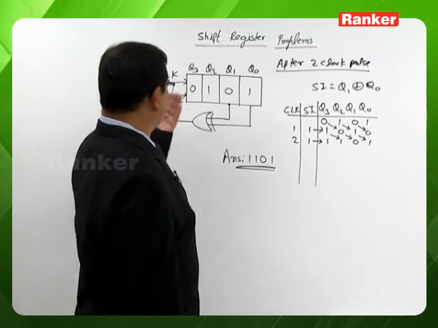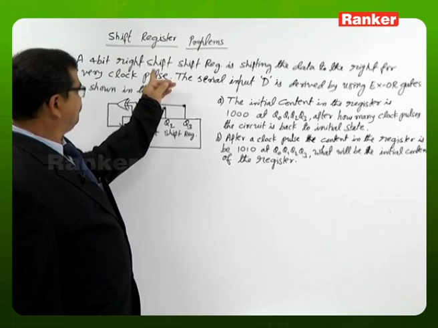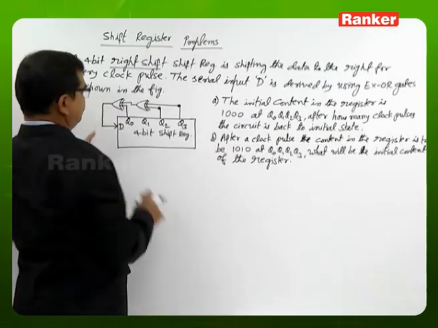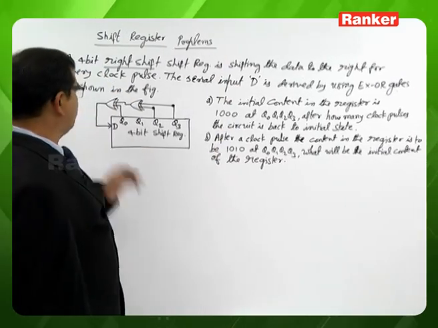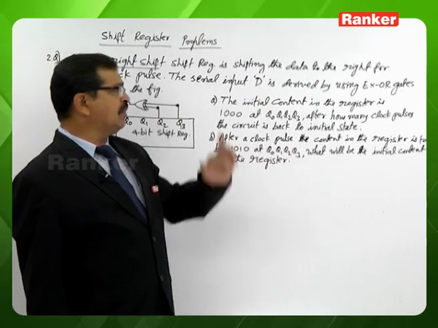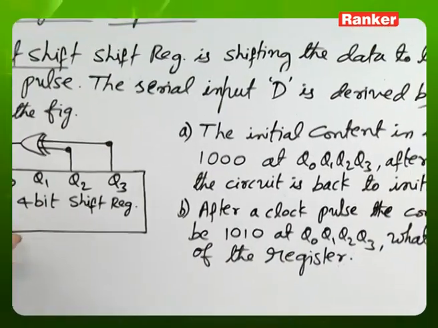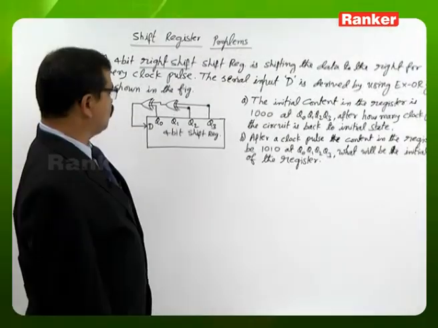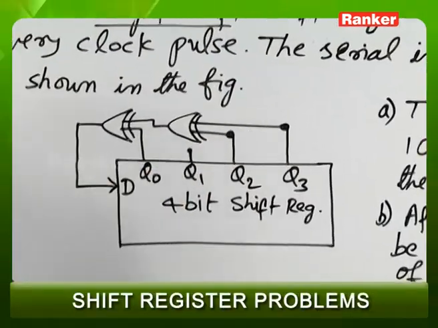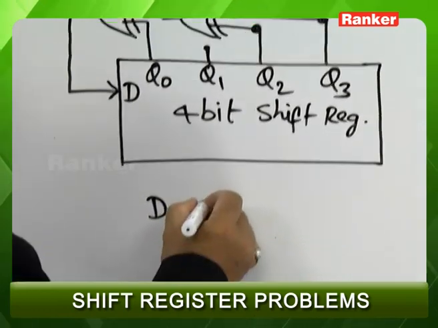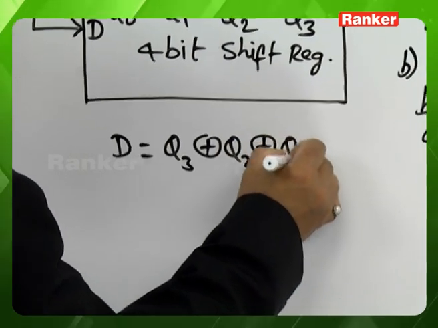Let us try one more question. Here we are looking at a question. A 4-bit right shift register is shifting the data to the right for every clock pulse. The serial input D is derived by using exclusive OR gates as shown in the figure. So it is a 4-bit shift register, serial input D, which is derived by using these exclusive OR gates, so that you can read the D input as nothing but the exclusive OR between Q3, Q2 and Q0.